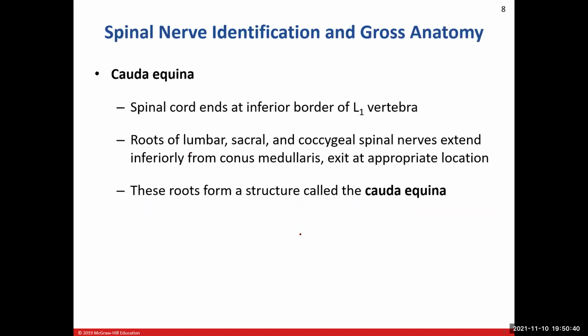Okay, cauda equina, like I mentioned before, that is going to be where the spinal cord has ended, and we see the spinal nerves hanging down past the L1 vertebra, and those roots are called the cauda equina. And so those roots come from the lumbar, sacral, and the coccygeal regions of the spinal cord.